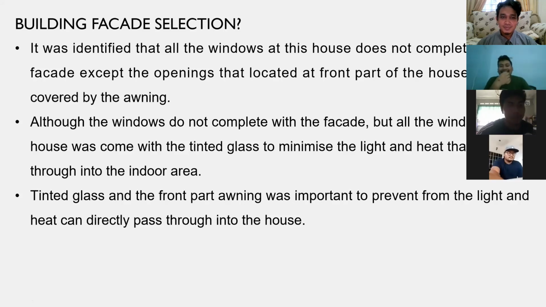Next, building facade selection. It was identified that all the windows of this house are not complete with a facade, except the openings located at the front part of the house that are covered by an awning. Although the windows are not complete with a facade, all the windows of the house come with tinted glass to minimize the light and heat that can pass through into the indoor area. Tinted glass and the front awning are important to prevent light and heat from directly passing through into the house.